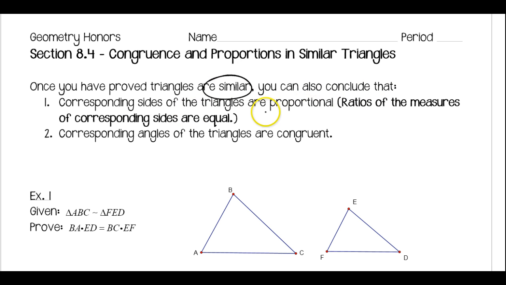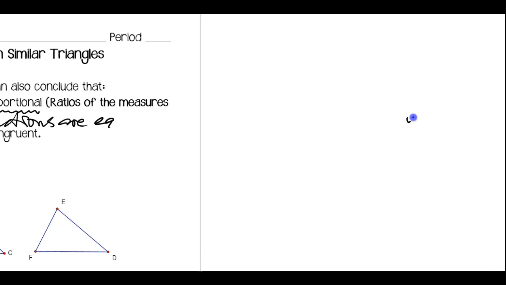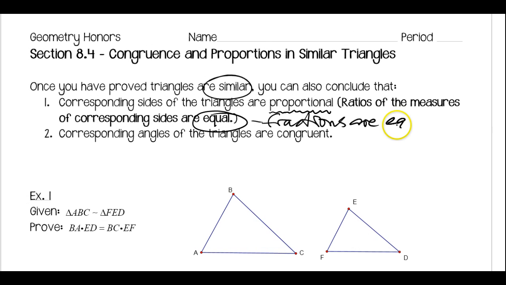triangles are proportional. Now keep in mind this word proportional, really what it means is that the ratio of the measures of the corresponding sides, so when we make fractions out of the corresponding sides, those fractions are going to be equal. Okay, so this is really what you want to be thinking. And once we've proved triangles are similar, we also know that the corresponding angles of the triangles are congruent. So the ratios of the sides are equal. The corresponding angles are congruent.